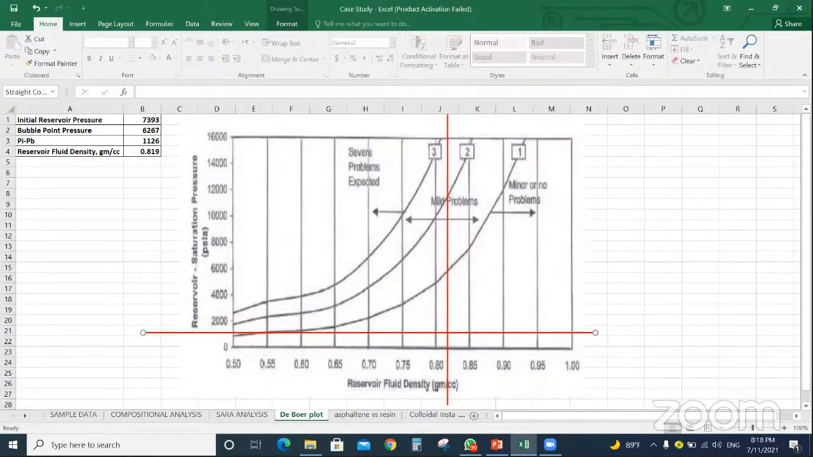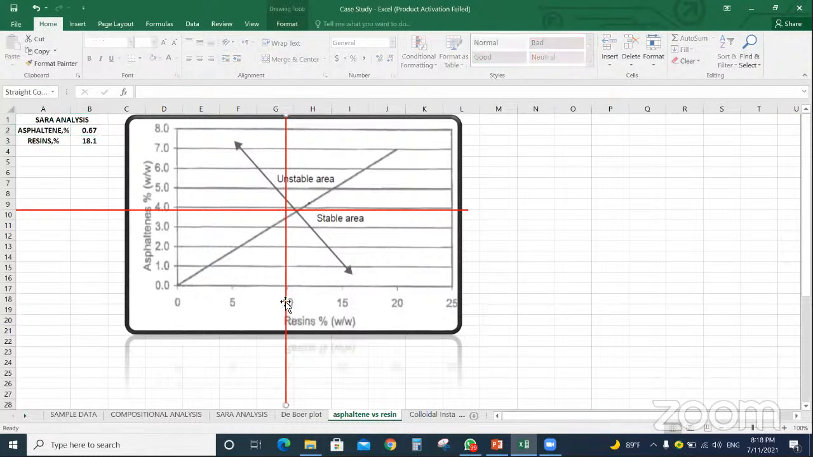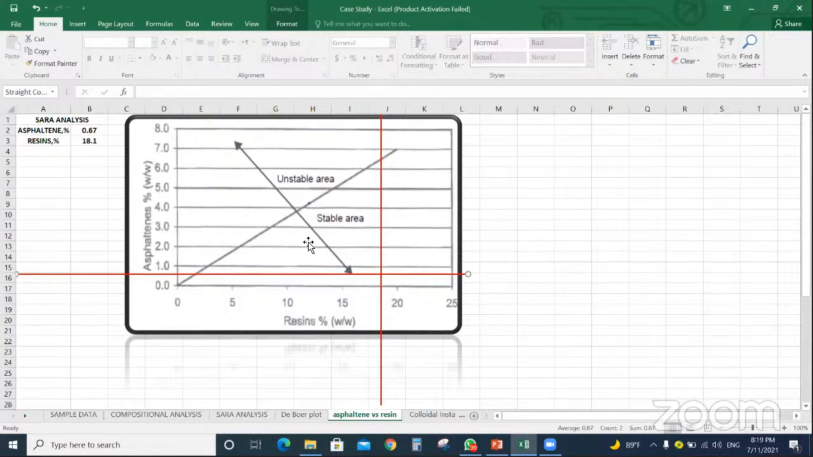To confirm our result, we can use the asphaltene versus resin plot from the thorough analysis. Horizontally, the resin is about 18, and the asphaltene percent is less than 1%. So we have this point in the stable area, and we can expect that we won't have any problems due to asphaltene.